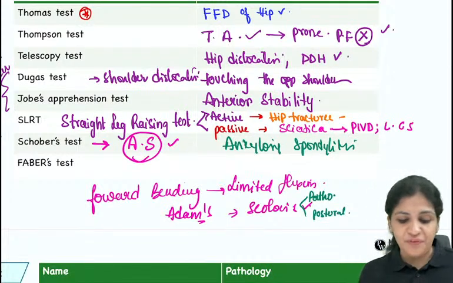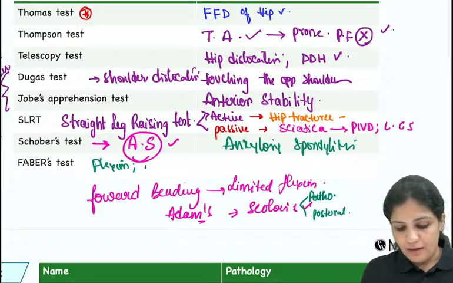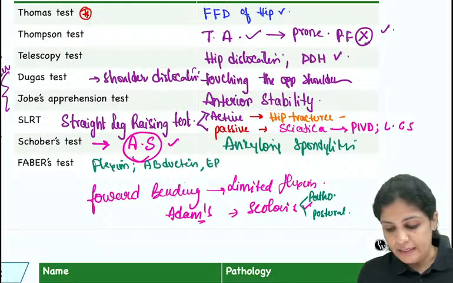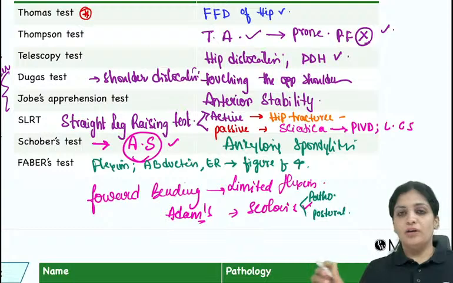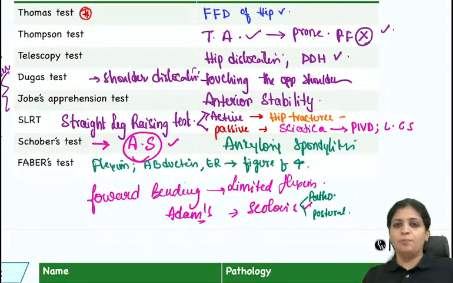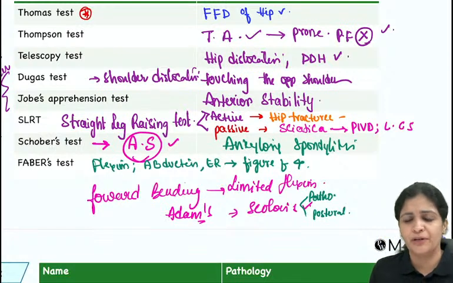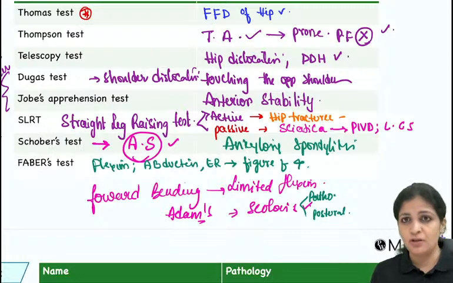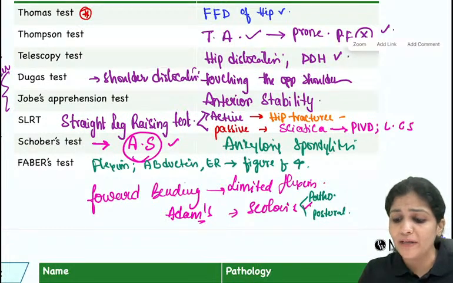Very good. Now, what is Faber's test? Faber's is flexion, abduction, and external rotation. So simply remember this as the figure of 4. If you sit straight and you do this, usually boys try to sit like this, putting this foot on their opposite knee. This is called the figure of 4 position. So what you do, you flex, you abduct, and you externally rotate. So that is your Faber's test. And why do we do this Faber's test?